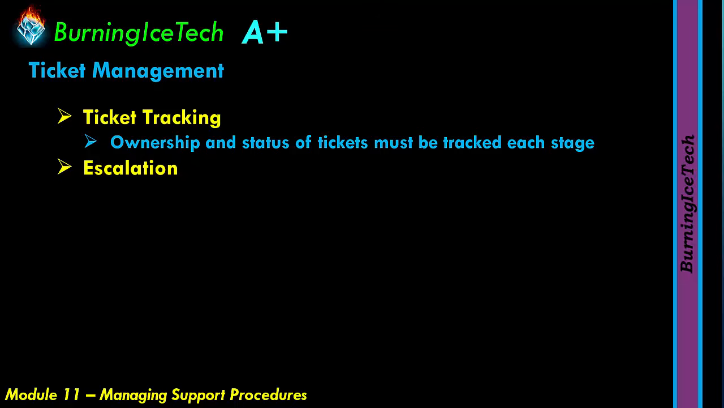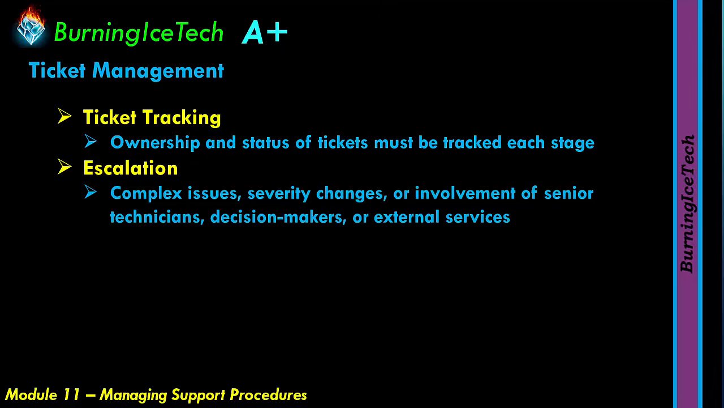So in terms of escalation, we can say complex issues, severity changes, or involvement of senior technicians, decision makers, or external services. So escalation is really going to depend on, okay, maybe the issue is just too complex. We've now opened the ticket, the technician is now looking at it, and we noticed, oh shucks, this ticket is actually too complex for me. I don't know what I'm doing. I don't have experience of this. And that technician, maybe it's me, I will go and escalate this to 1 tier above me, and they will also go and have a review.